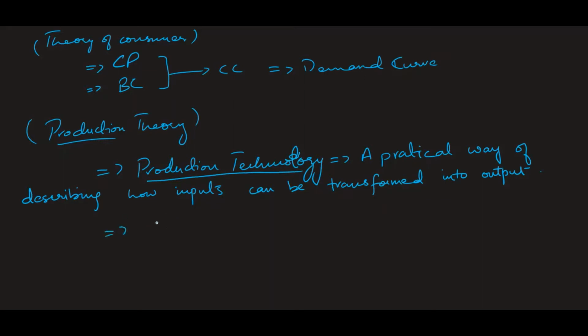Then we are going to discuss the cost constraint, the limited budget or cost constraint which the supplier and the producer face. And after combining both concepts, production technology and cost constraint, we are going to find out the input choices.